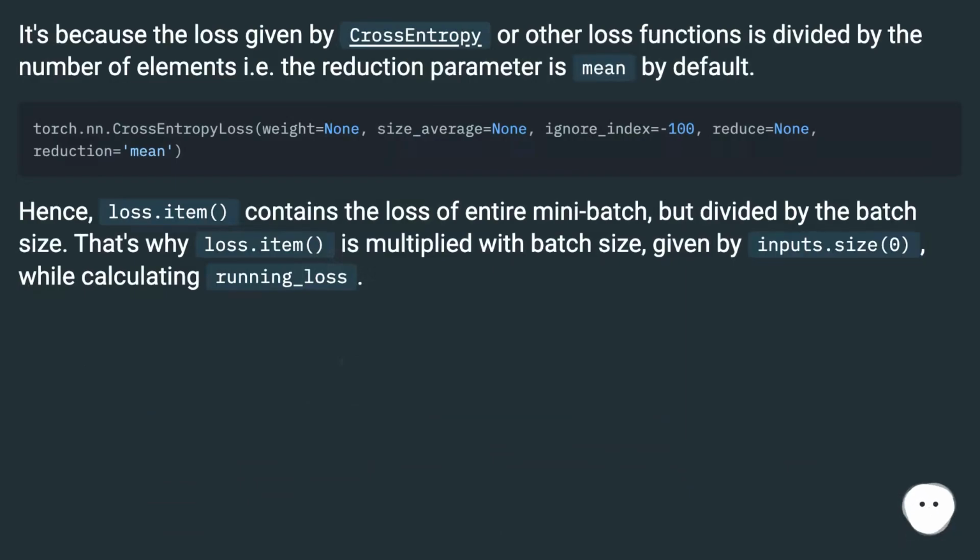It's because the loss given by cross-entropy or other loss functions is divided by the number of elements, i.e. the reduction parameter is mean by default. Hence, loss.item() contains the loss of the entire mini-batch, but divided by the batch size. That's why loss.item() is multiplied with batch size, given by inputs.size(0), while calculating running_loss.